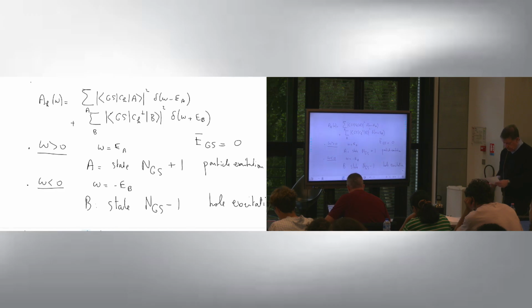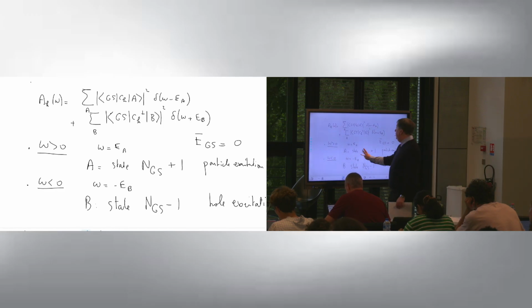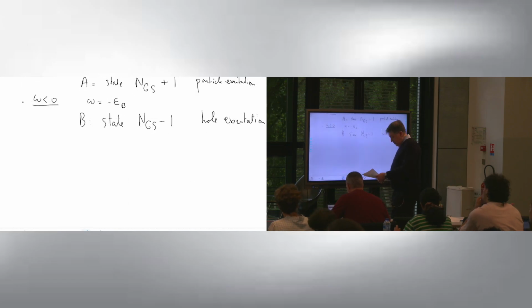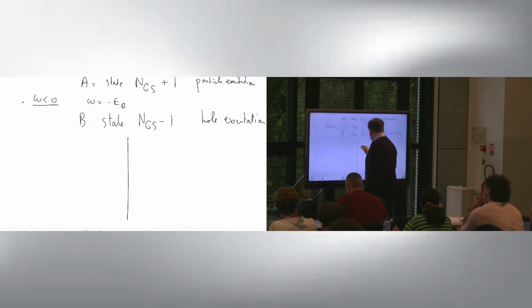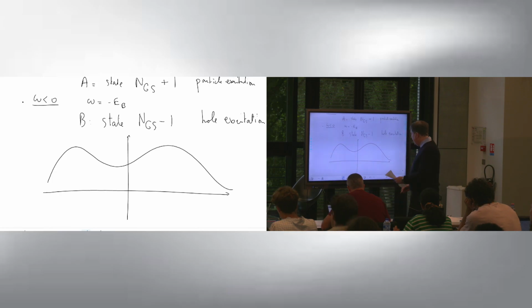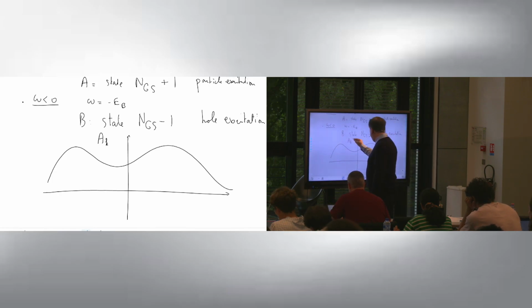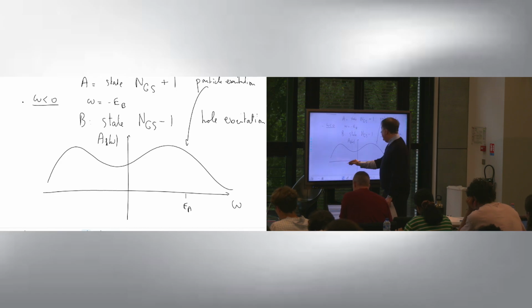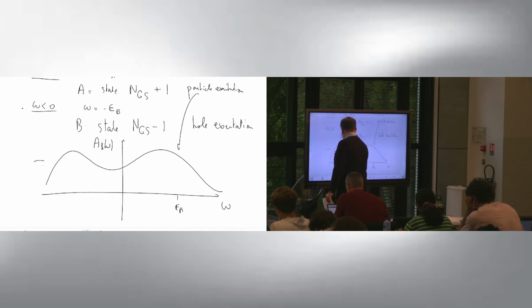Okay? So if I draw a picture, I will get something like that: A(k, omega) as a function of omega. Here I will have the first one, the particle excitations, and here I will have the hole excitations.